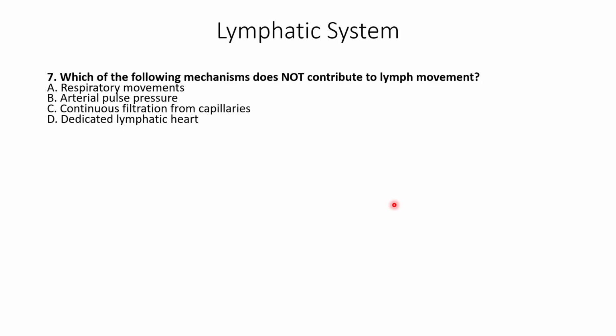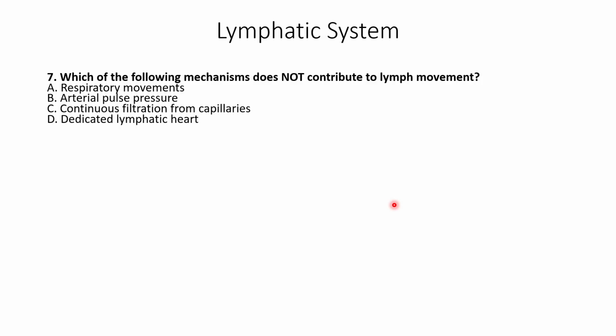Yeah, I'm glad I'm getting your answers here. So you're absolutely right. The answer is D, which is a dedicated lymphatic heart. Like, what is that, right? There's no such thing as a lymphatic heart. So we can discuss the other ones as to why they're useful. Respiratory movements do modulate lymphatic movement. There is a synchronization of lymph movement with respiratory movements. Your breathing actually can help move along the lymph in your body.